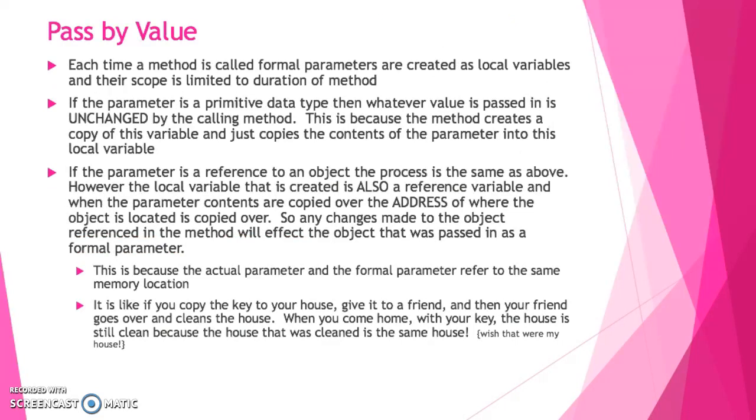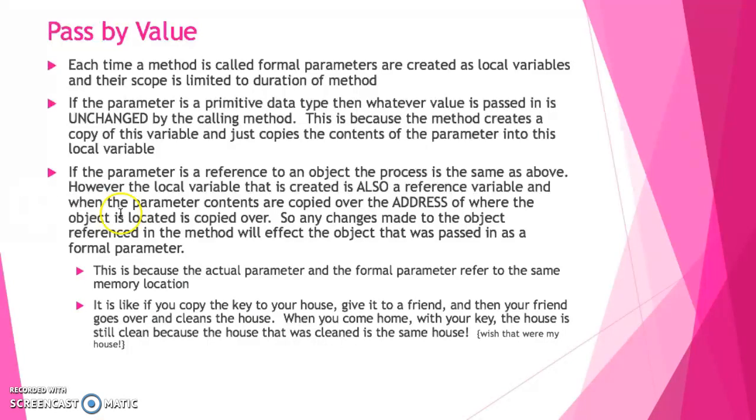So pass by value. Pass by value essentially says when you pass primitive values, what you're doing is you are copying the value that is there and you are sending it into the method. And the method is going to use this temporary copy and it is going to do whatever it does with it. And then when it leaves the method, then that copy is gone.